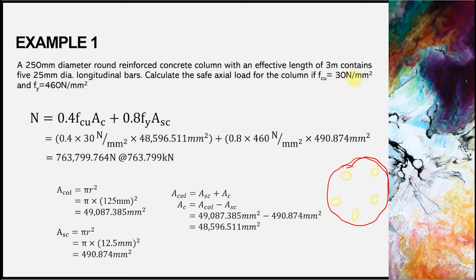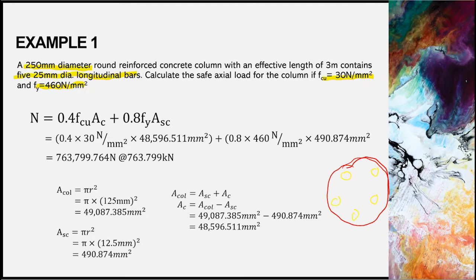Look at whatever is given here. Okay, it says the diameter is 250. Okay, and then the 3 meter length we don't care about, because we know that for this semester we just calculate short columns, meaning short axial load columns. So we don't take into account its length, meaning its height. And then 5 25 mm diameter longitudinal bar, meaning there are 5 pieces of diameter 25 main bar. Okay, and given also FCU 30, Fy 460.